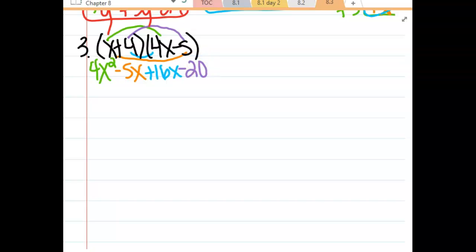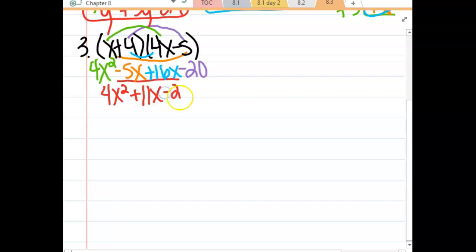And then to make sure your answer is in simplest form, notice, once again, that the O and the I, the two middle terms, we can combine those together. So we're going to have our 4x squared. Negative 5 plus 16 is going to be plus 11x. And then we have our minus 20.